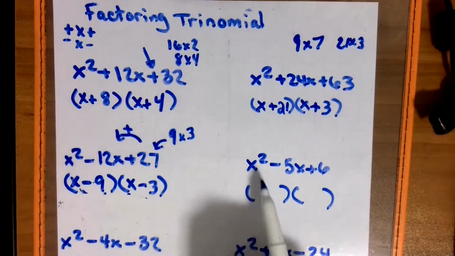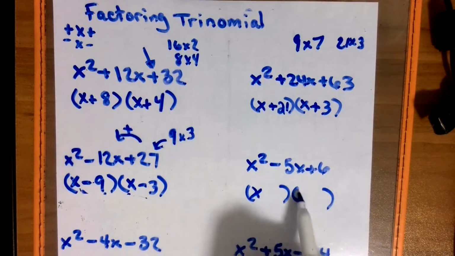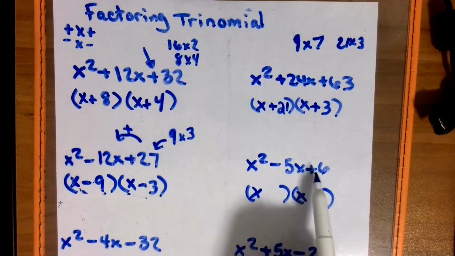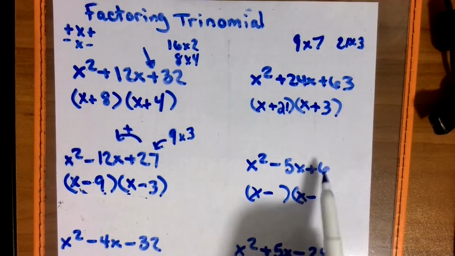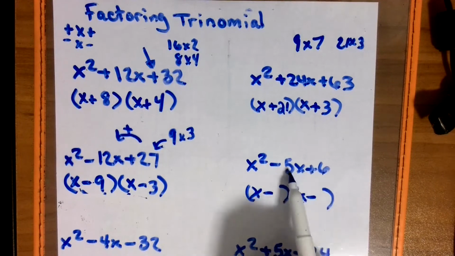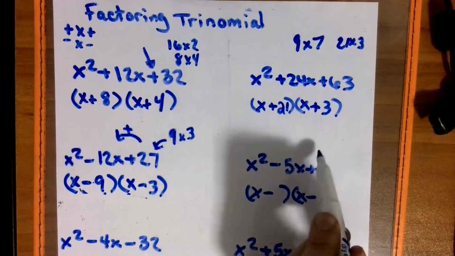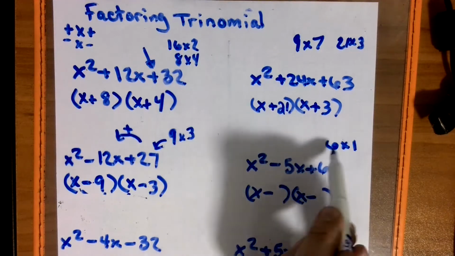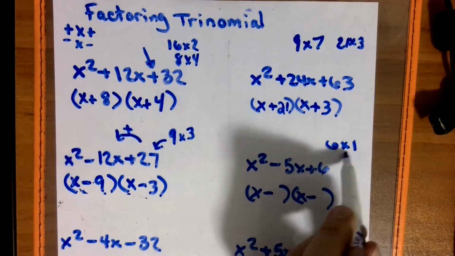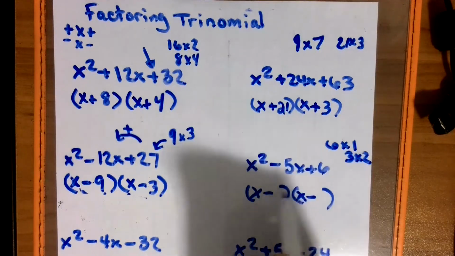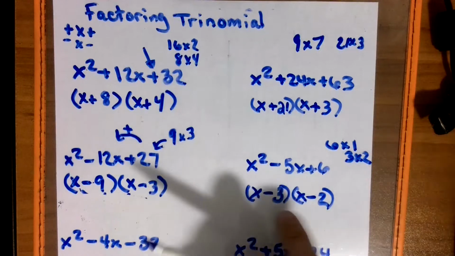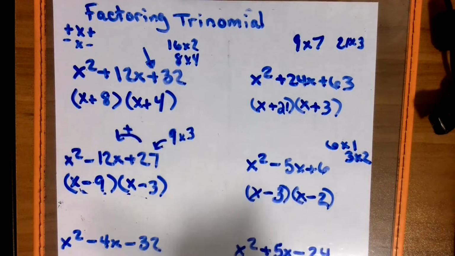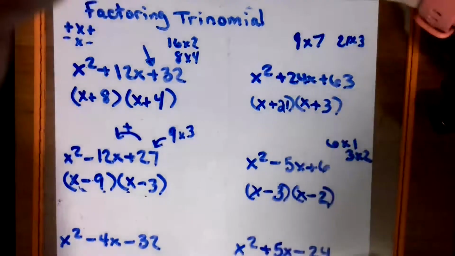Okay, so looking at another one, we split our x's. It's a positive, so it's either two positives or two negatives. That says it's going to be two negatives. What makes 6 that gives us 5 by addition? So we have a 6 times a 1, but when we add those, it gives us 7. So a 3 times a 2, that adds to 5. So there's a 3 and there's a 2. If we were to FOIL this or use the box method, we would get that answer. So you can always check it that way.